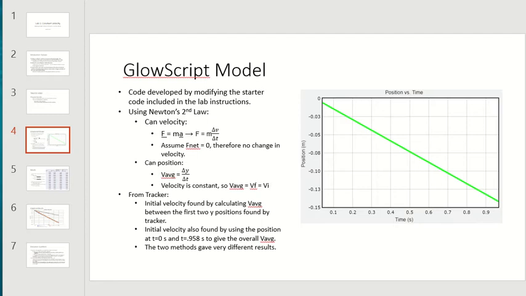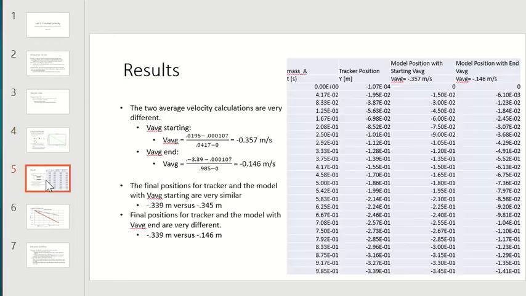From there, I calculated the average velocity that would be used in the model in two different ways. First, I found the average velocity between the first two time frame points observed in Tracker, and used this value, which was negative 0.357 meters per second, in the computer model. Then I found the average velocity using the initial position at time 0 seconds and the final position at 0.985 seconds. This average velocity was much lower at negative 0.146 meters per second.